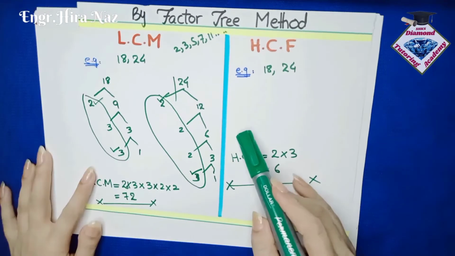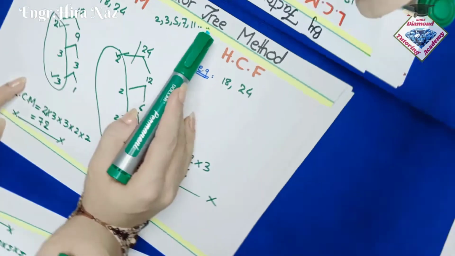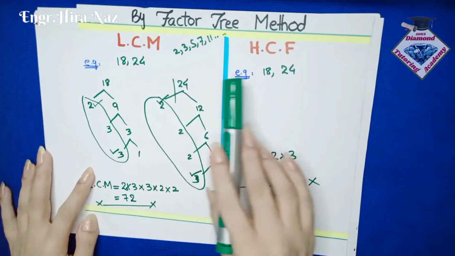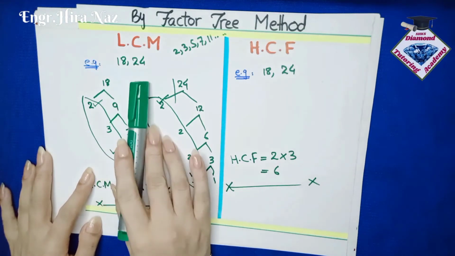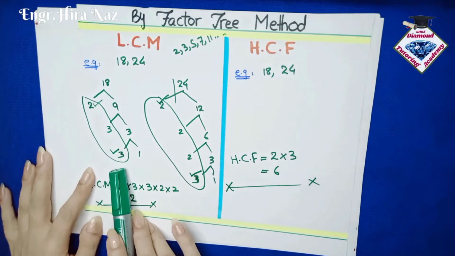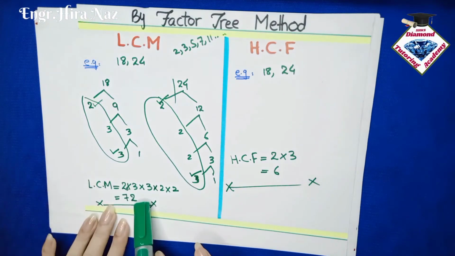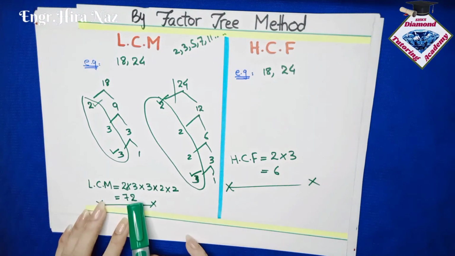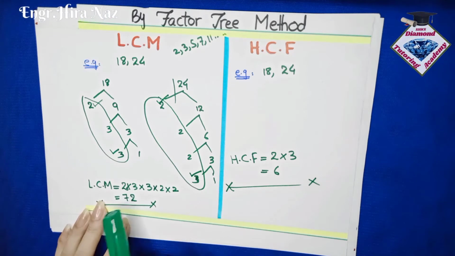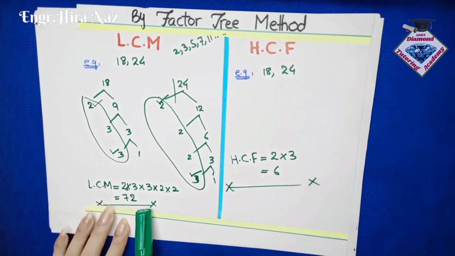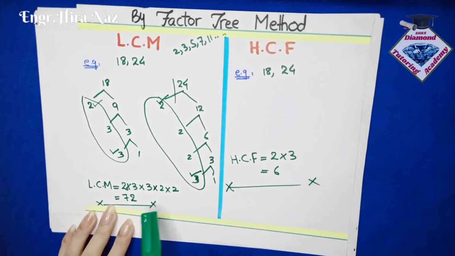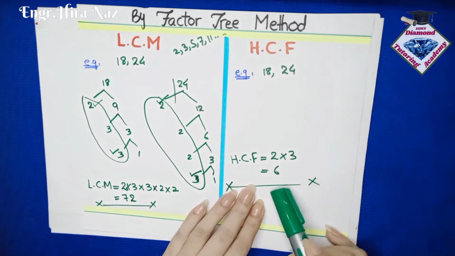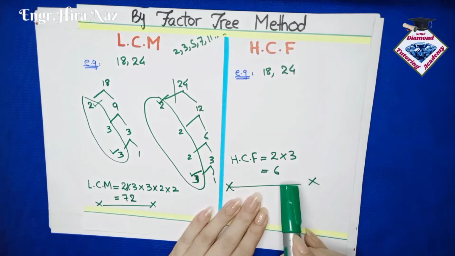Understand? For factor tree method, whether you are going to take LCM or HCF, you have to do the same method. You have to divide the given number by prime numbers, and at the end, for LCM, you have to take the product of all the factors, all the divisors, or you can say the product of common and uncommon factors. But in case of HCF, you have to take only the product of common factors. Understand?